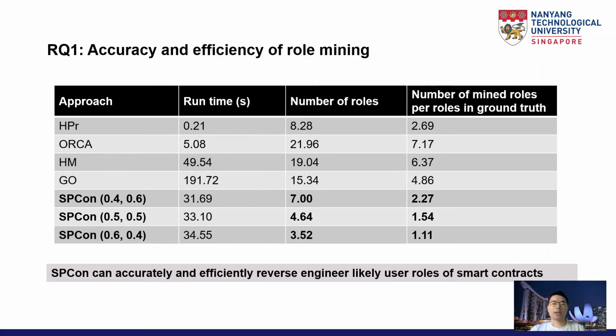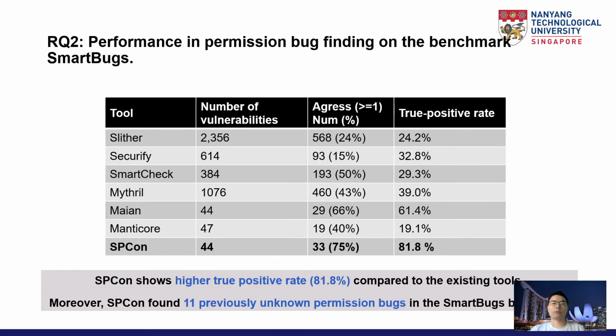Further, we evaluate how SBCon can be used to find permission bugs and compare it with existing tools. We compare it on the SmartBugs benchmark. The SmartBugs benchmark is a public data set consisting of more than 40,000 contracts from the Ethereum blockchain. The results show SBCon has high agreement with the existing tools and the highest true positive rate. Moreover, SBCon found 11 previously unknown permission bugs in the benchmark.